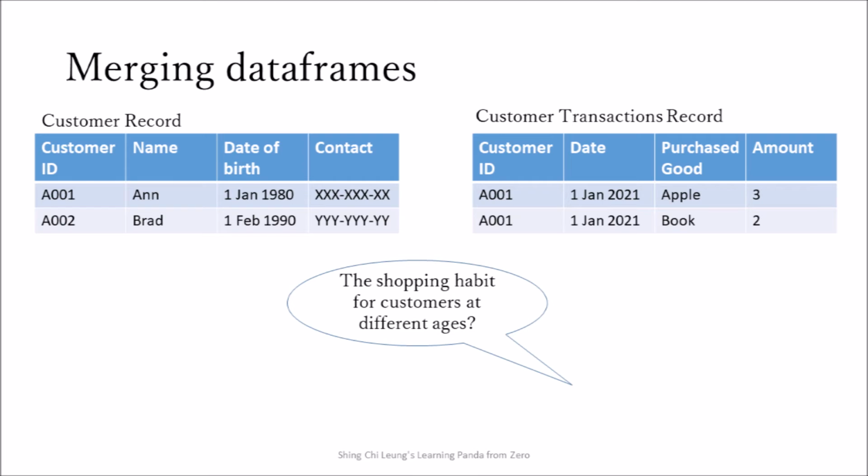We have two data frames from a company. The left one contains the information for all its customers, including the ID, name, date of birth, and contact. The right one contains all the transactions in a year, listing all the customer IDs and when and what the customer has bought. If we want to know the shopping habits for customers at different ages, we will need to combine the data frames in the way that the date of birth of the customer on the left data frame matches with the customer transaction record on the right data frame, by using the customer ID as the common column in both data frames.